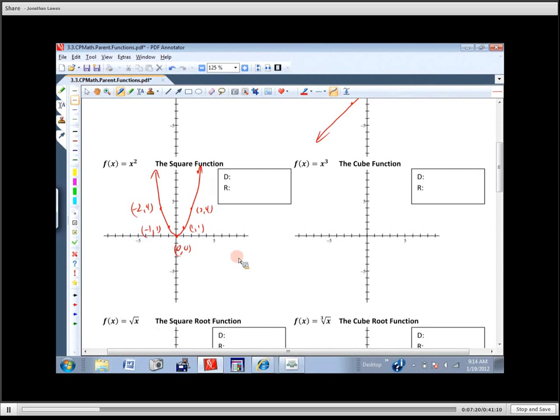Do we have any division? Nope. Any even roots? Nope. Any logarithms? Nope. So do we have any domain issues? Nope. So you can plug in anything you want. So the domain would be from negative infinity to infinity.